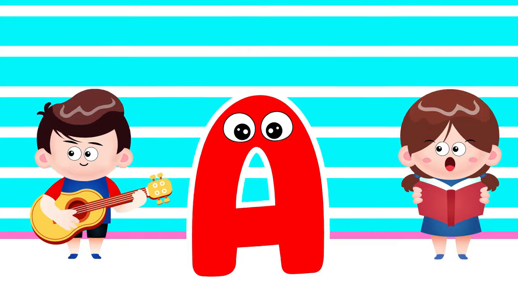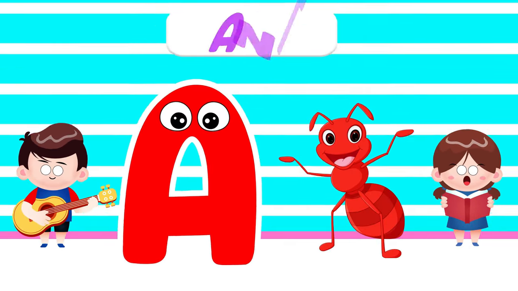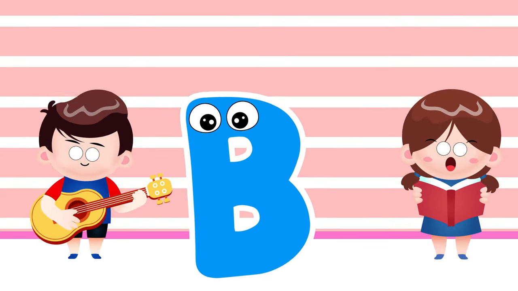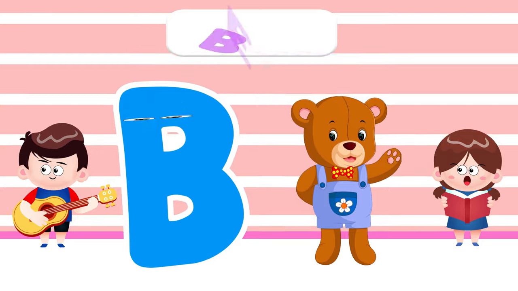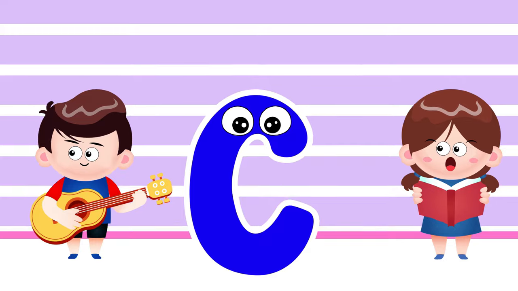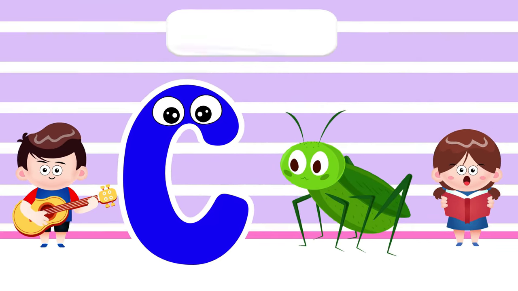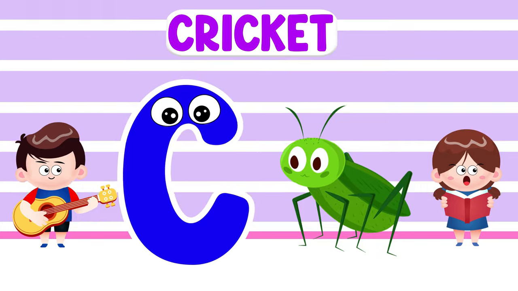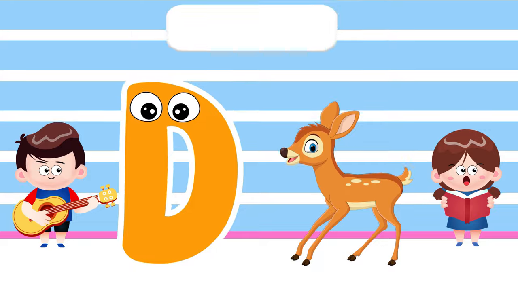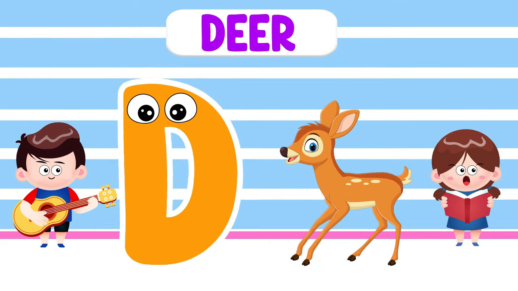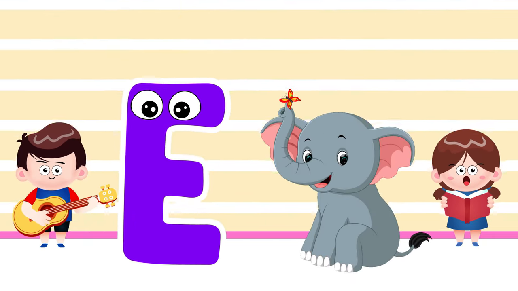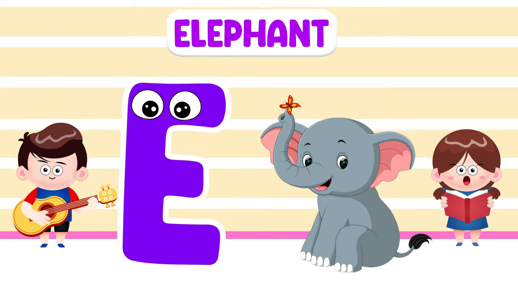A. A for ant. B. B for beer. C. C for cricket. D. D for deer. E. E for elephant.